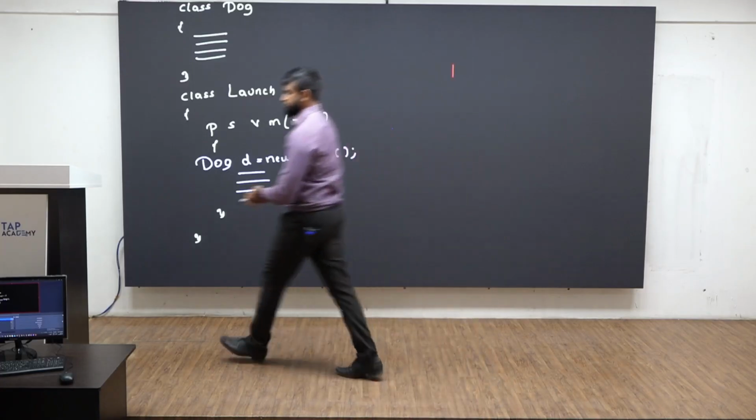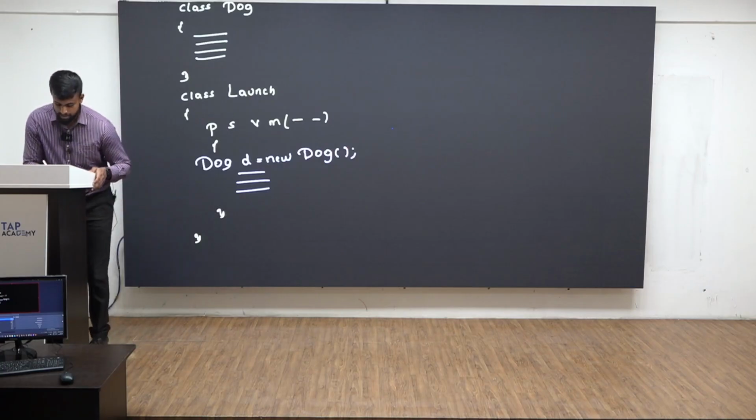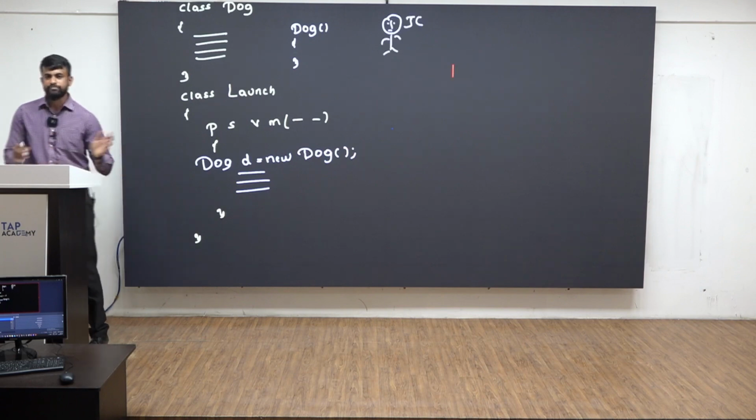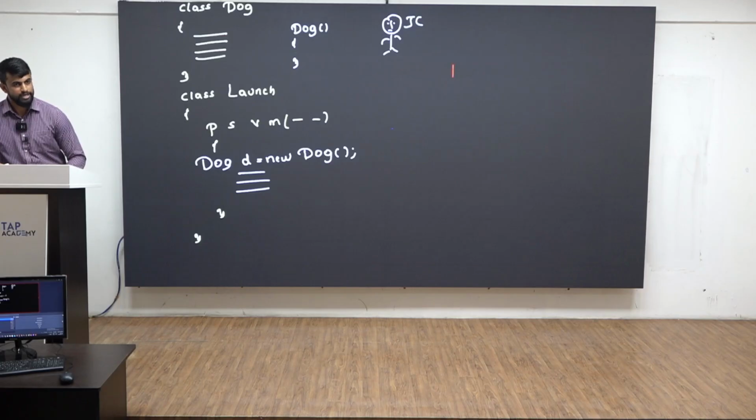Really, sir? Let me show you. 100% there is one constructor Dog, and this constructor is given by whom? My best friend. And who is he, sir? JC will give this. Understanding this much?